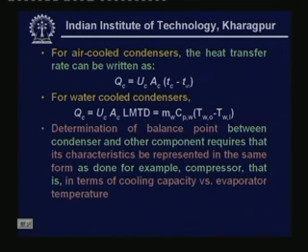Now, determination of the balance point between the condenser and other components requires that its characteristics be represented in the same form as done, for example, for the compressor, that is, in terms of cooling capacity versus evaporator temperature. If you are using the balance point approach for complete system analysis, we have to express all the characteristics of the components in terms of common parameters. For example, if you take the refrigeration capacity as the required performance parameter and want to express it in terms of the evaporator temperature, then all the component performance characteristics should be expressed in terms of refrigeration capacity and evaporator temperature.